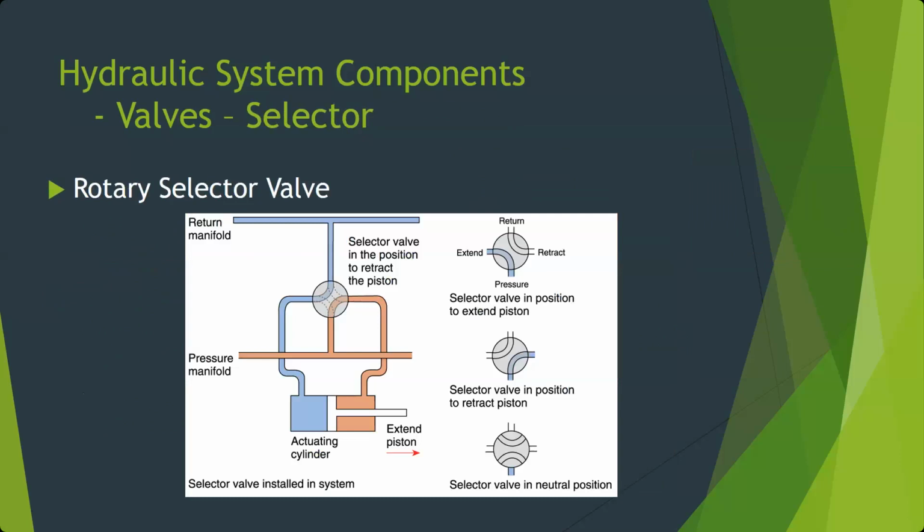So looking at them, here's our rotary selector valves. Here you can see we have our pressure manifold, we have our return manifold, and rotating this in different directions is going to move our actuating cylinder one direction or the other. Right now, pressure is going to be routed to the right-hand side, okay? In the drawing, they show extending the piston is to the right. This is going to retract the piston to the left.